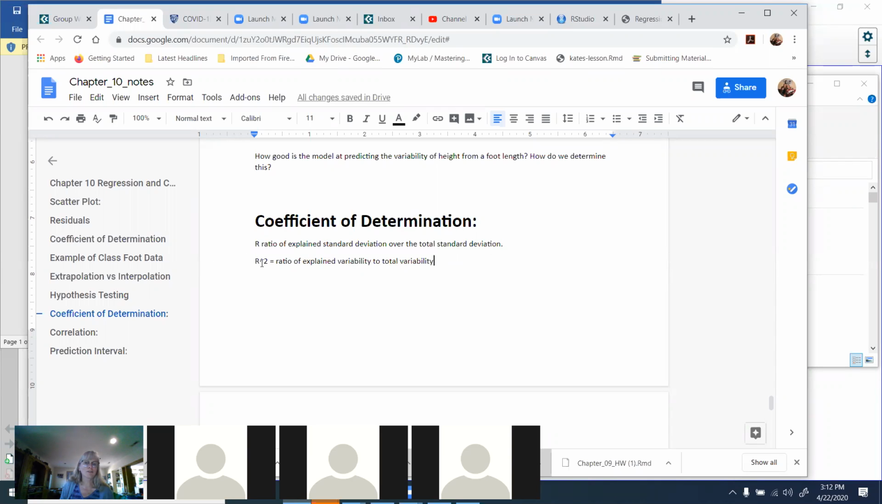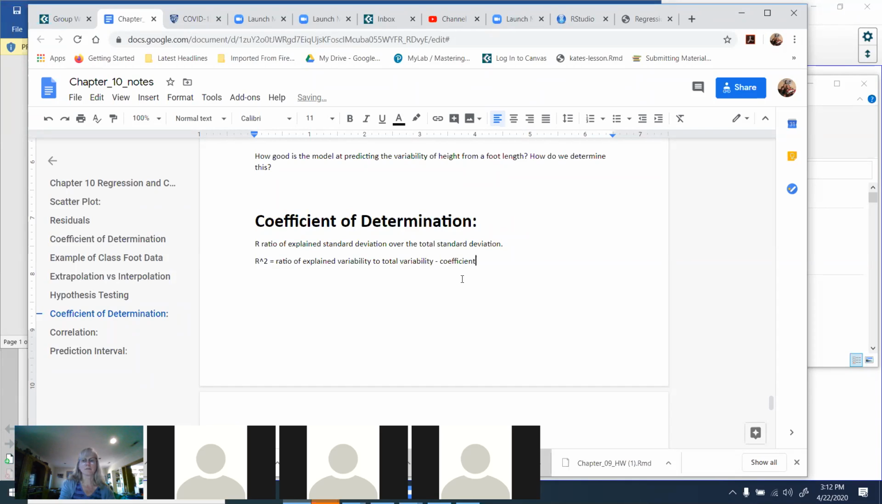All right, so capital R squared is that ratio of explained variability to total variability. Because it's a ratio of explained versus total, we can talk about R squared as a percent. Not R, because R is the square root and things get weird when you take square roots. But it is that ratio, and it can be talked about as a percent. And that is really what the coefficient of determination is: this ratio.